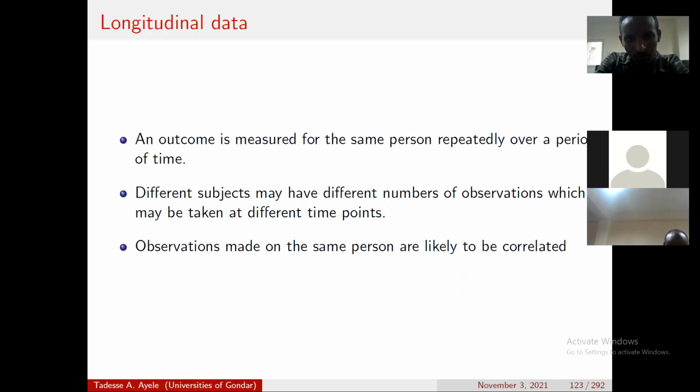Longitudinal data means an outcome is measured for the same person repeatedly over a period of time, so different subjects may have different numbers of observations, which may be taken at different time points.